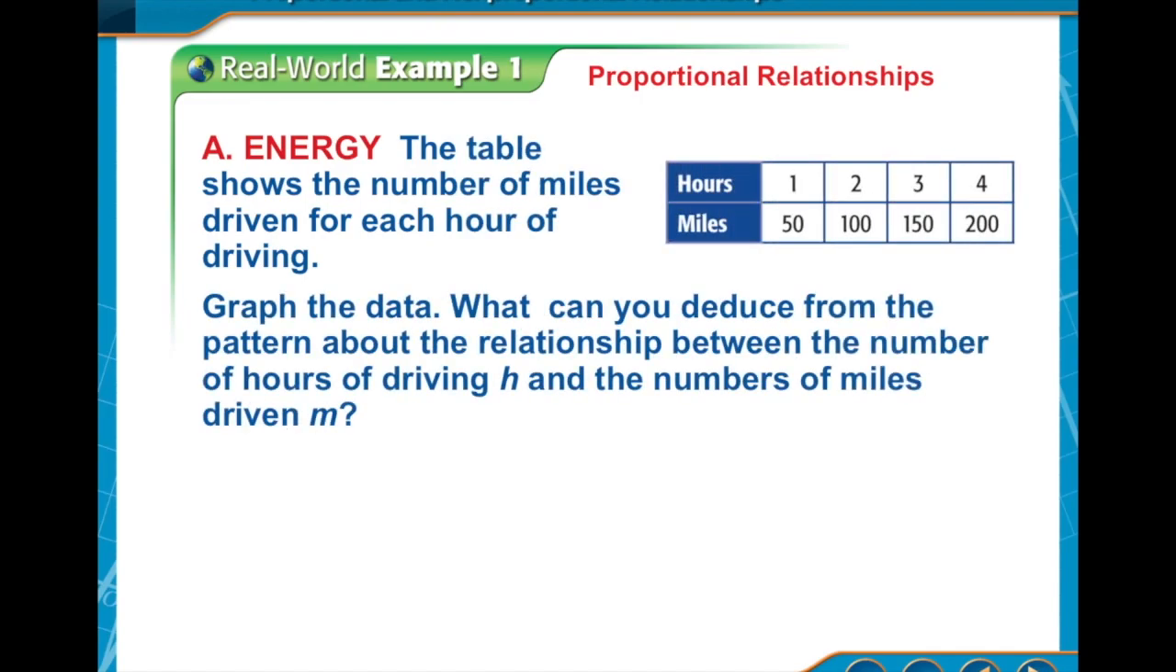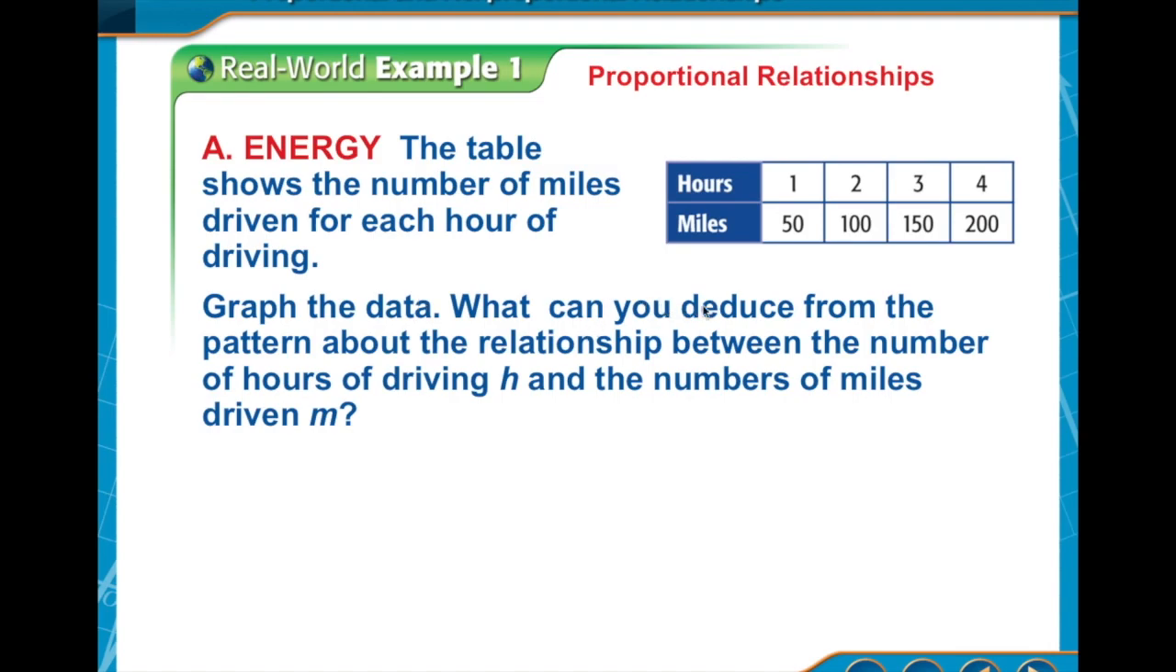First we have 1a. This problem has some context about energy. It shows the number of miles driven for each hour of driving. After 1 hour, it's gone 50 miles, 2, 100, 3, 150, 4, 200. So we see that there's a pattern there. I need you to just have the table. Just write down these numbers. Forget the words, write the numbers in the table. We want to have a graph for this, so we'll draw that also.